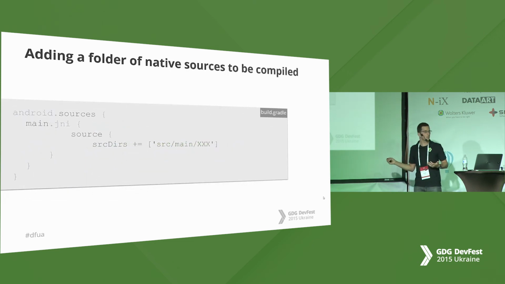But if you want to add sources that are not under the JNI folder, you can manually add these. So through android.sources, main.jni.source, and you can add a directory here. And everything under this will be compiled.